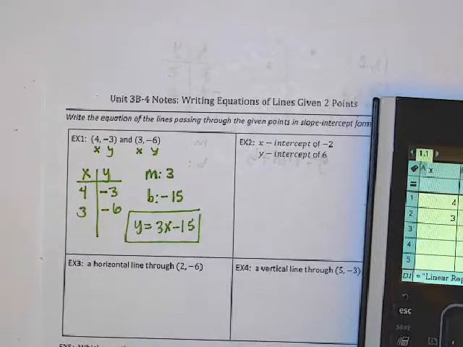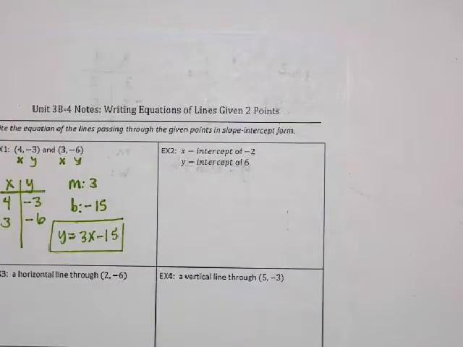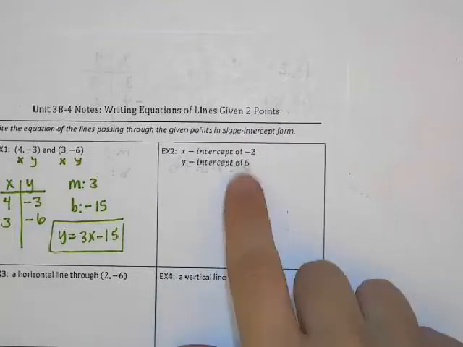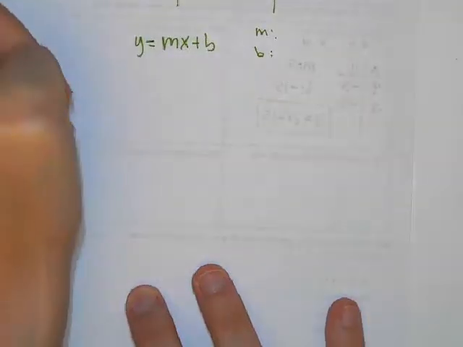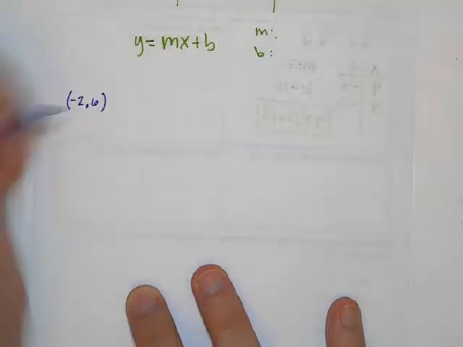Okay, example 2. All right, x-intercept of -2, y-intercept of 6. Okay, let me talk about this real quick. I have a lot of people that will see this, and they'll write, it says x-intercept of -2, y-intercept of 6. They'll write this.